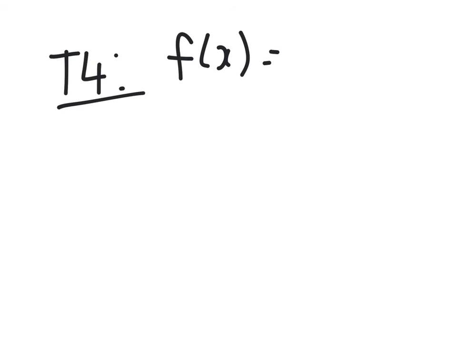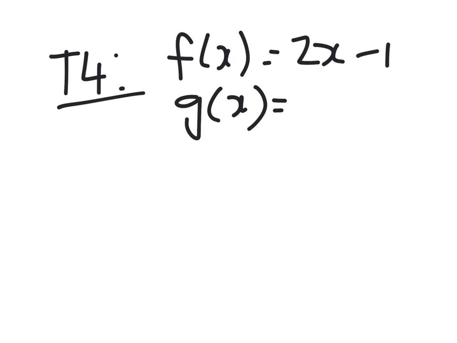Right, we're going to start with task 4 really quickly. Task 4 gives you two functions, f of x equals 2x minus 1, g of x equals a half x plus 4. Now we have to use here the relationship between domains and ranges of functions and their inverses. So we know that the domain of f is the range of f inverse, and the range of f inverse is the domain of f. So here's a way to think about this, right?